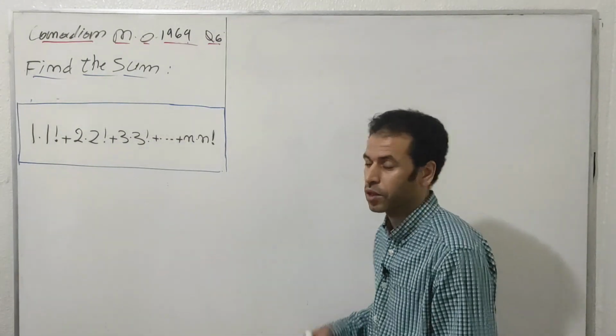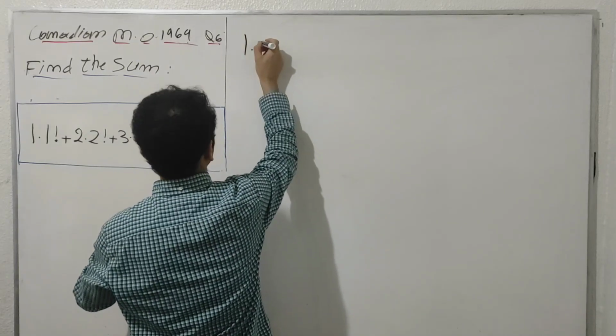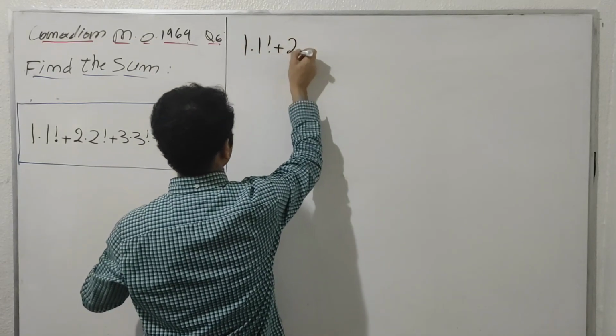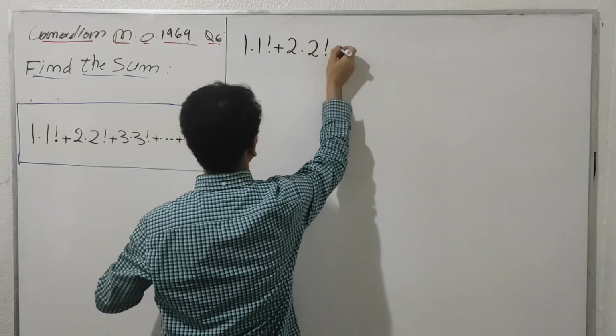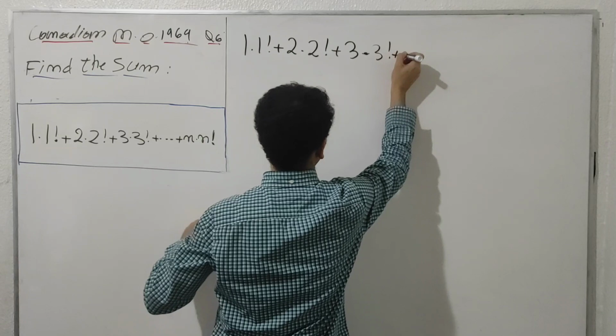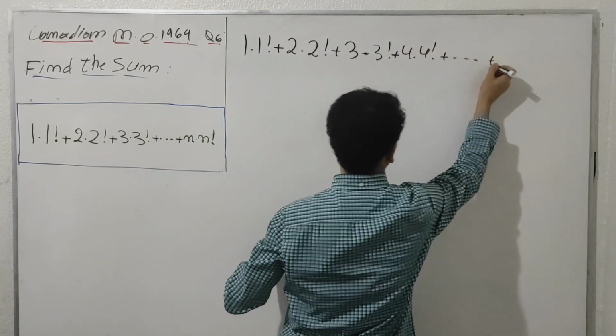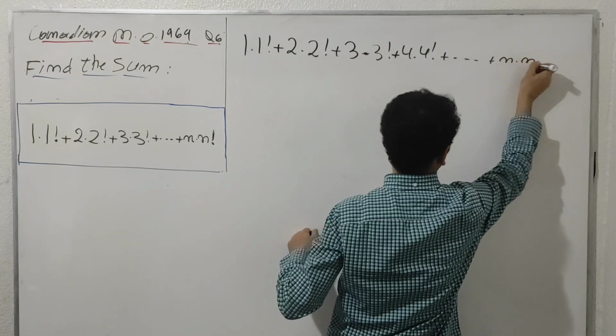Now I'm going to get started. So we have the following sequence: 1 multiplied by 1 factorial plus 2 multiplied by 2 factorial plus 3 multiplied by 3 factorial plus 4 multiplied by 4 factorial, and all the way down to n multiplied by n factorial.